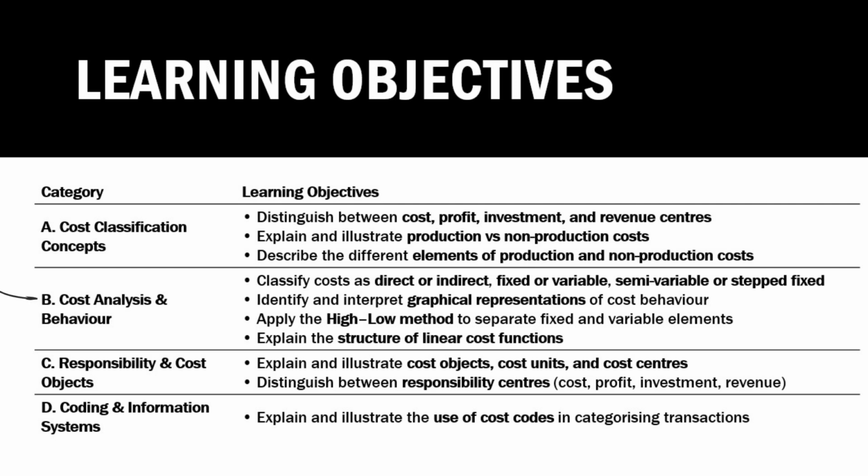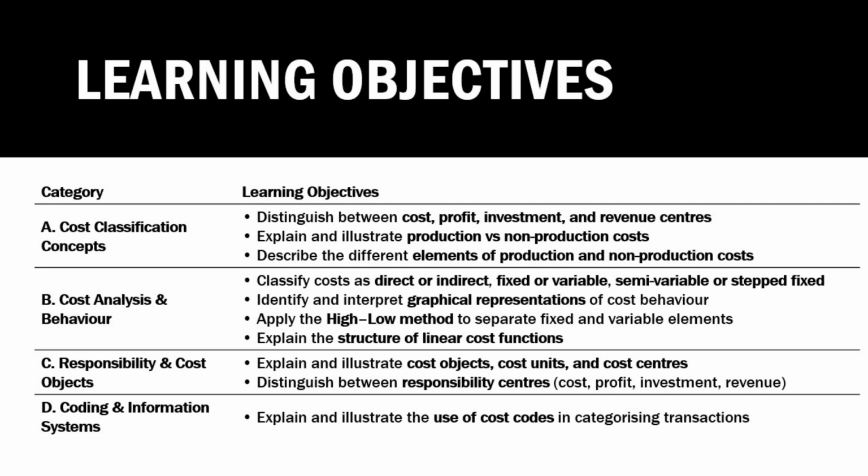Second, cost analysis and behavior. You should be able to classify costs as direct or indirect, and as fixed or variable, and also identify semi-variable costs and step fixed costs. You should be able to read and interpret cost behavior graphs. You should be able to apply the high-low method to split total cost into fixed and variable parts. And you should be able to explain the linear cost equation, which is y = a + bx.